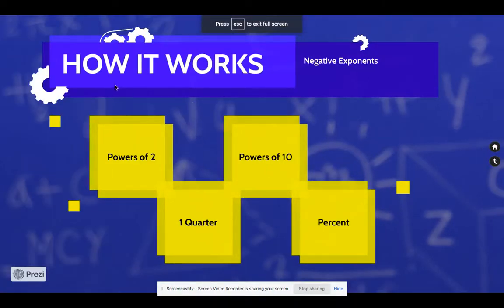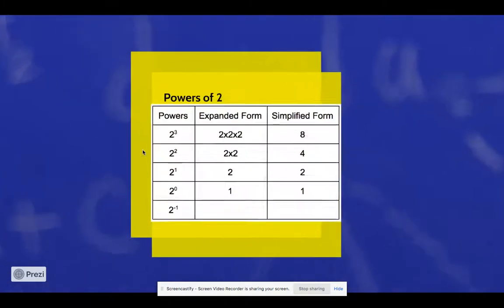Okay, so we're going to look at how negative exponents work. We're going to be exploring negative exponents through powers of 2, 1/4, powers of 10, and a percent. All right, let's start with powers of 2.